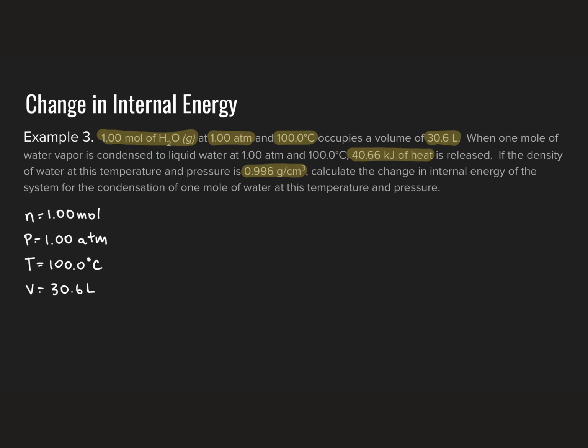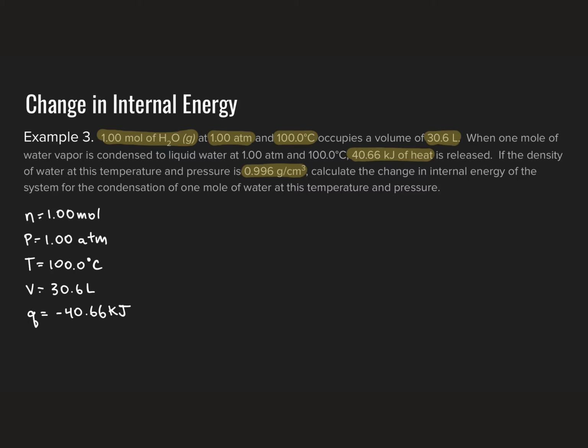And now the next one here is important, the heat flow. Notice here that this is 40.66 kilojoules of heat is released. That implies that this is an exothermic chemical process. And as this is an exothermic chemical process, let's go ahead and label that variable as Q equal to negative 40.66 kilojoules, implying again that heat is flowing out of the system. And that negative sign is of the utmost importance here.